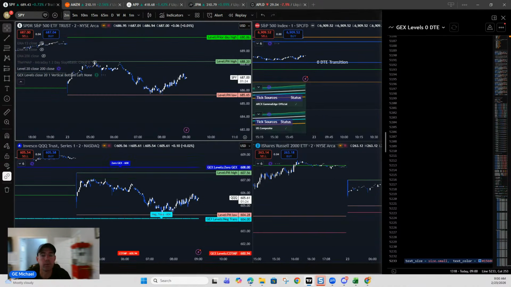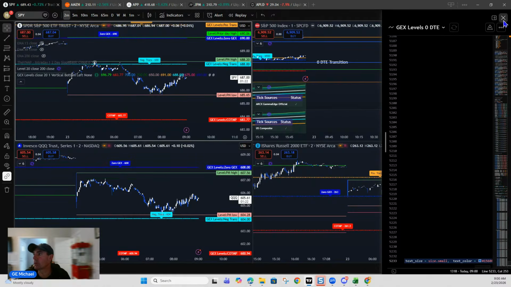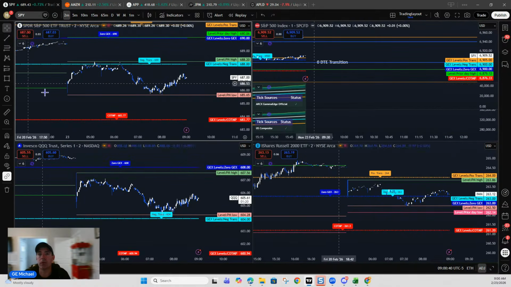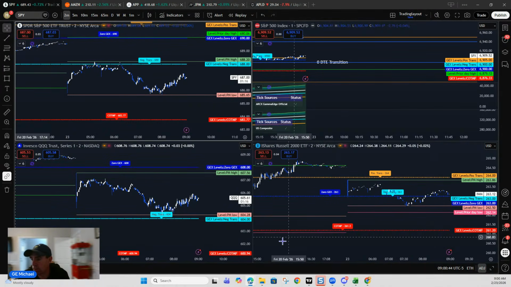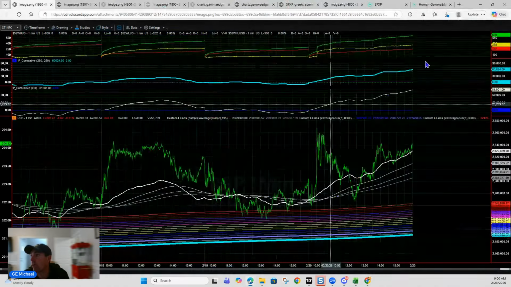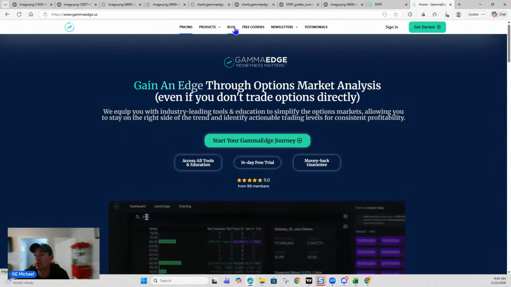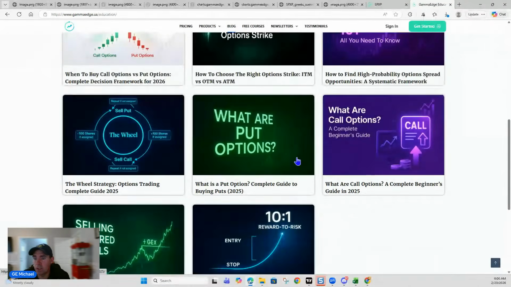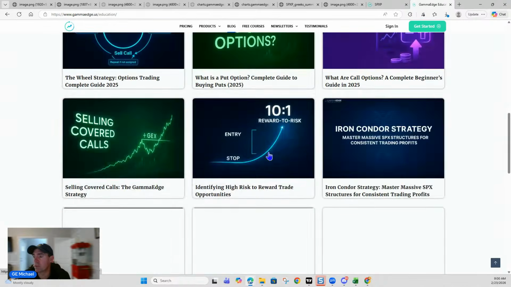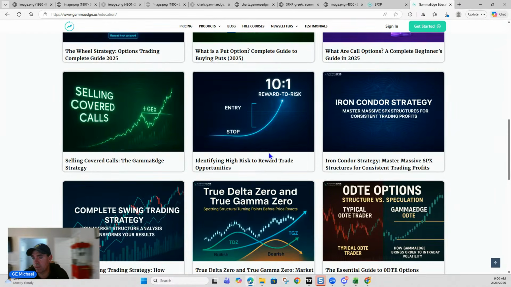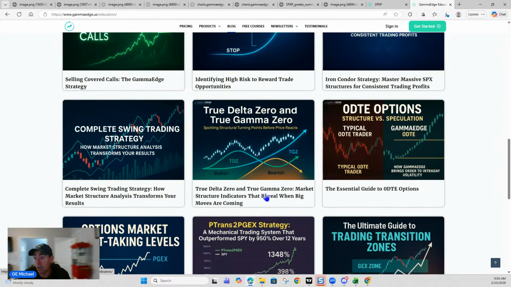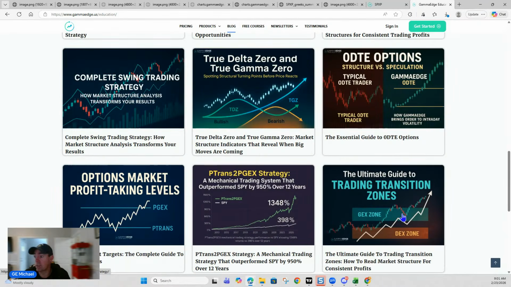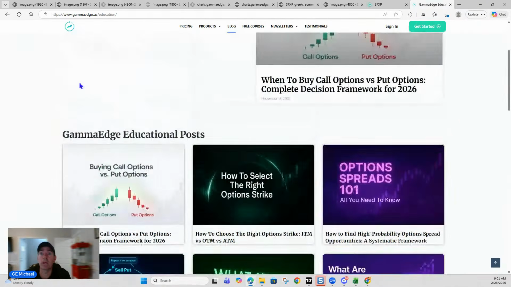If you're not familiar with our TradingView scripts, I posted a little blurb this morning, or you can go to our blog post at gameedge.us and check those out. You get taken down to a discussion of all of our thesis here at GameEdge, as well as option structure, and then our transition zones also. So you can check that out at gameedge.us.